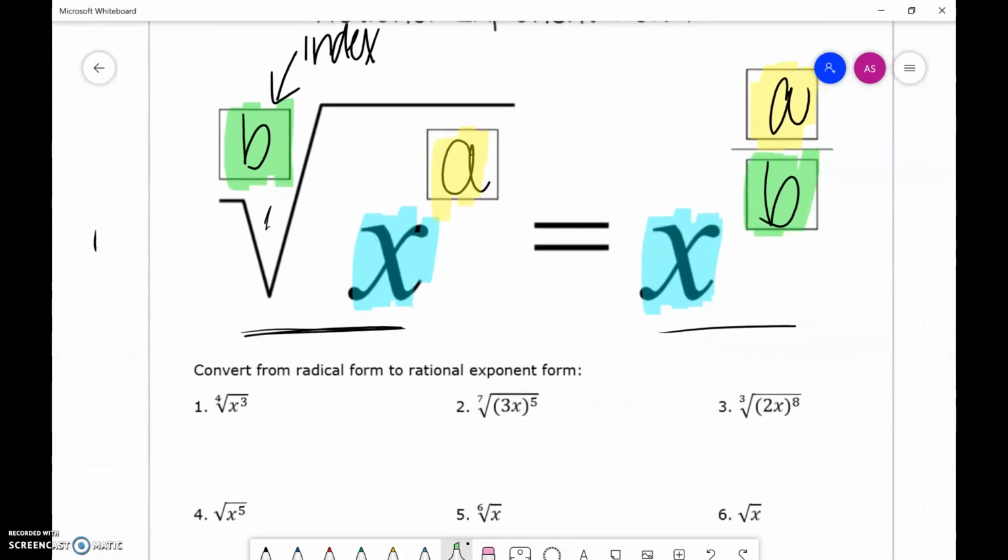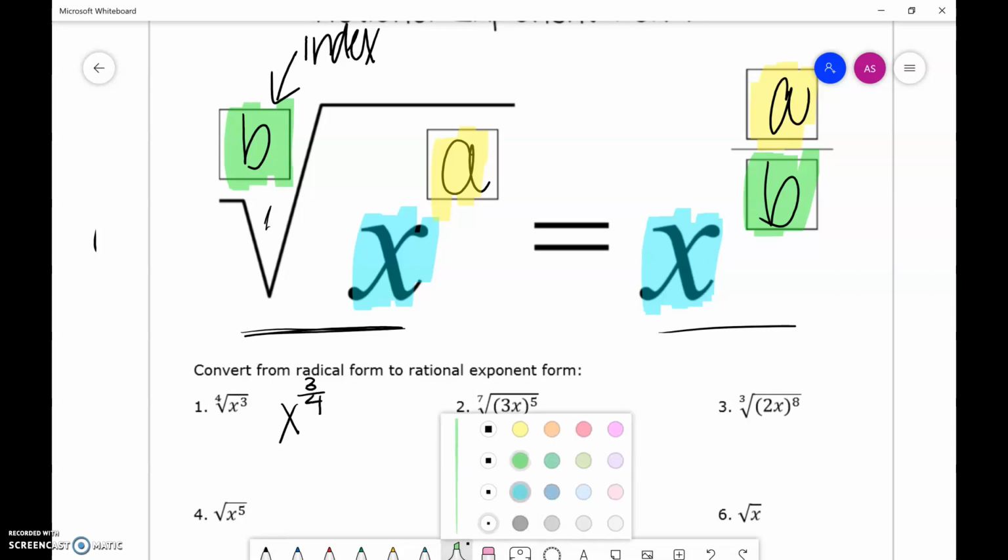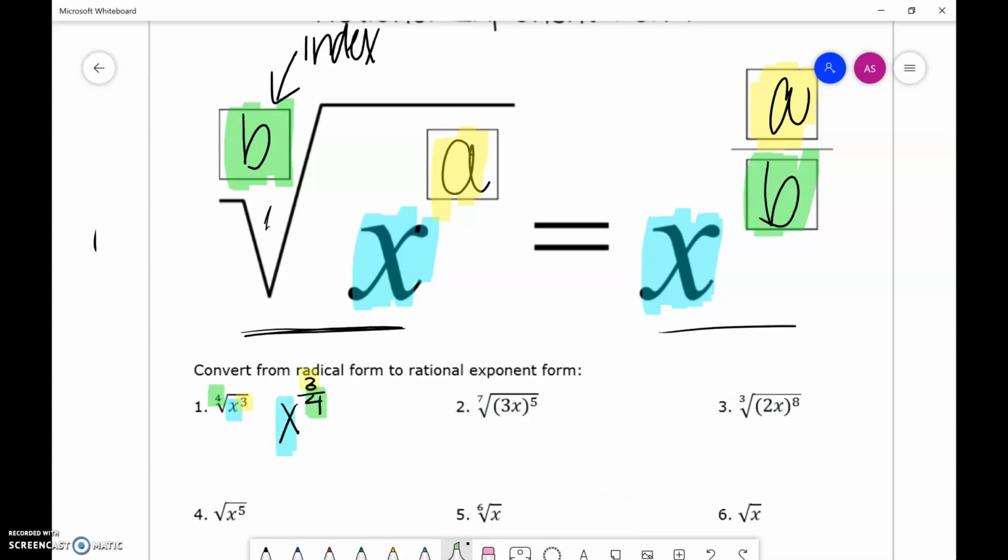Okay, so for number one, this is read the fourth root of x cubed. Okay, so if I'm converting it from radical form to rational exponent form, I'm going to keep the x as my base. The 3 will become my numerator of my exponent, and 4 will be the denominator. And that's it. Okay, so as I said, this is here, this is here, and this is here.